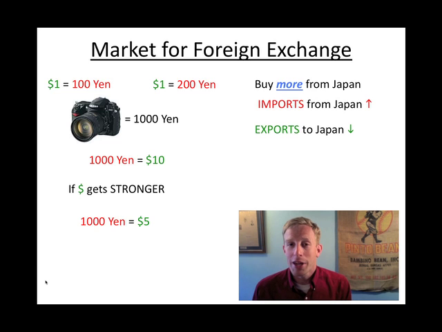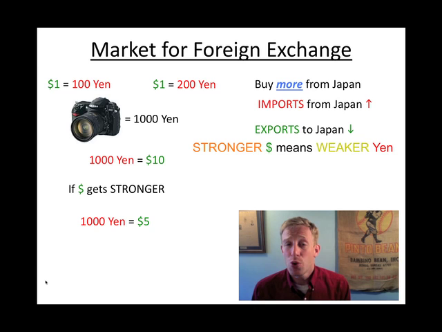So if we're buying more cameras from Japan, then Japan is going to be able to buy fewer things from the United States. Think about it from the Japanese perspective. If the trade-off is $1 equals 100 yen, and then the trade-off changes to $1 equals 200 yen, that means it's getting more expensive for Japanese citizens to buy a dollar. If they don't buy as many dollars, they can't buy as many US products. So our exports go down.